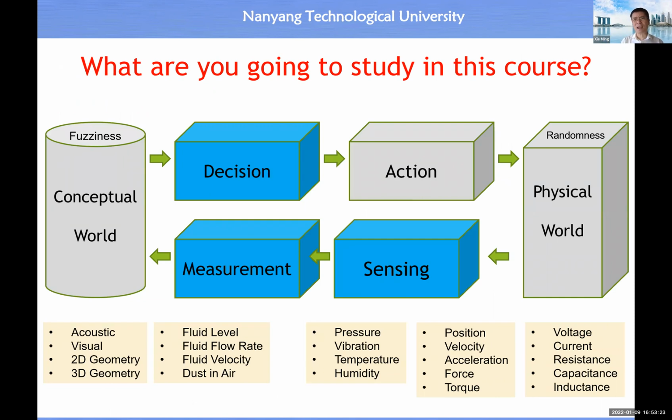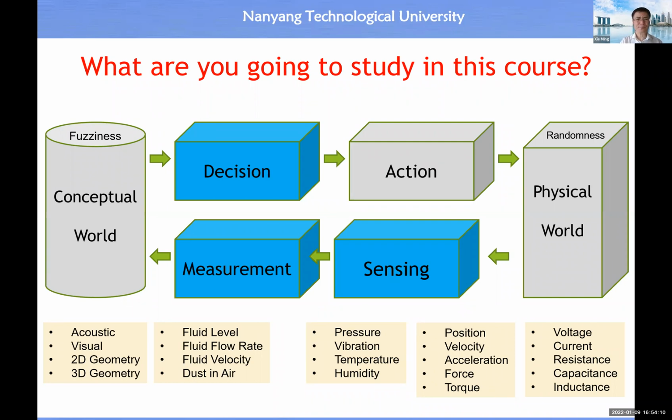Then the third common question that you may have in mind is what are you going to learn from this course? Basically, this course covers the study of the physical principles behind the design of popular sensors in the electric domain, in the mechanic domain, in environmental systems, and in intelligence systems. In addition, this course covers basic details about the physical world and the conceptual world, and also gives you the basic knowledge to cope with randomness in the physical world and to understand fuzziness in the conceptual world.